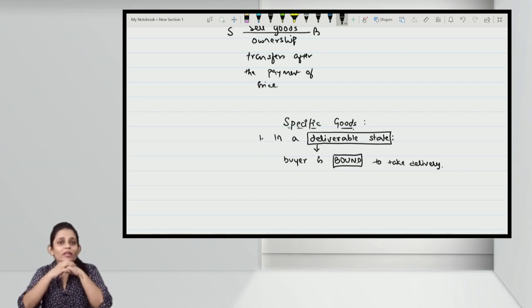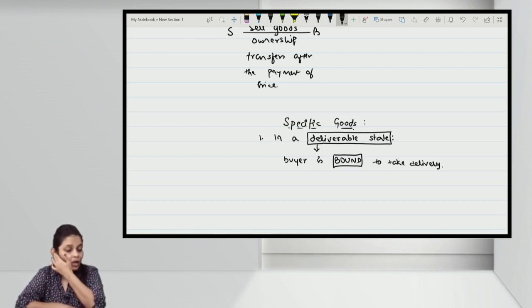Anyway, let's say you go to the bookstore and you select 50 books and you say to the seller, can we say these are specific goods? Yes, you've selected them. So these are specific goods. You say to the seller, I want to purchase these books. He says, okay. When is the ownership transferred? Ma'am, after you pay the price. Yes, ma'am, after the delivery is made.